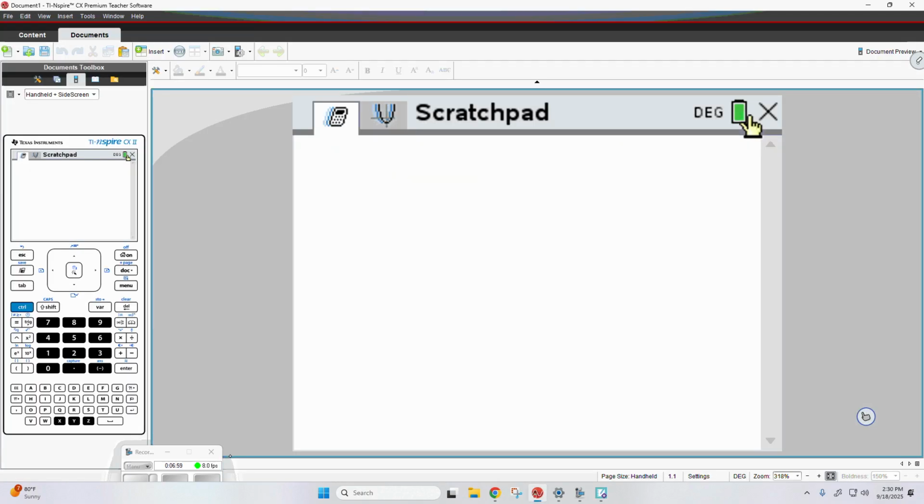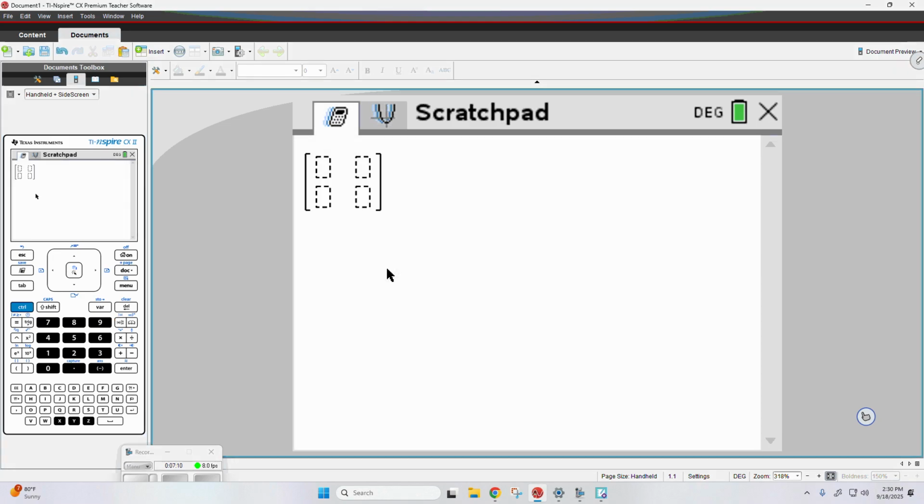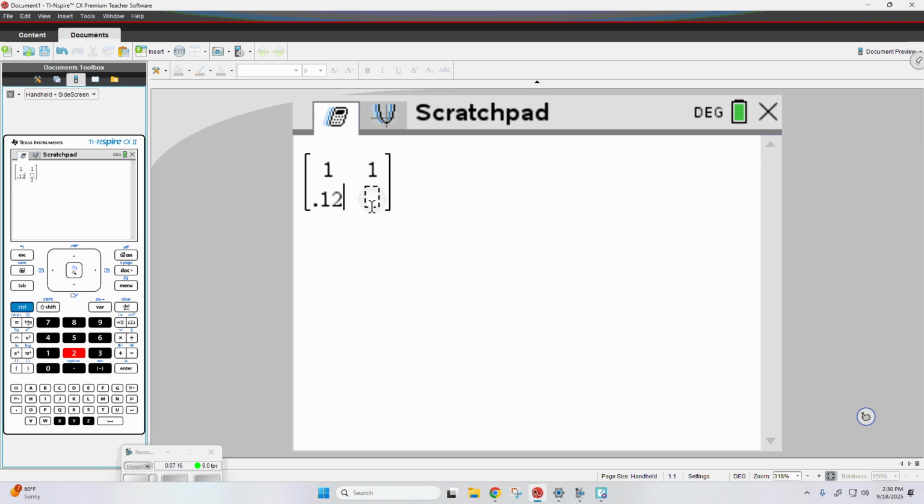Where am I going to find my matrix templates? Okay, so under delete, right here on the right side next to 9, right here in the second row. So A is a 2 by 2. Okay, so let's see, I believe my top numbers were 1 and 1. Then we're going to have a 0.12 and a negative 0.08. Okay. Now, once I've got those entries in there, those elements, remember, I need to go ahead and use my touchpad to move the cursor outside the matrix. I want it outside that bracket.